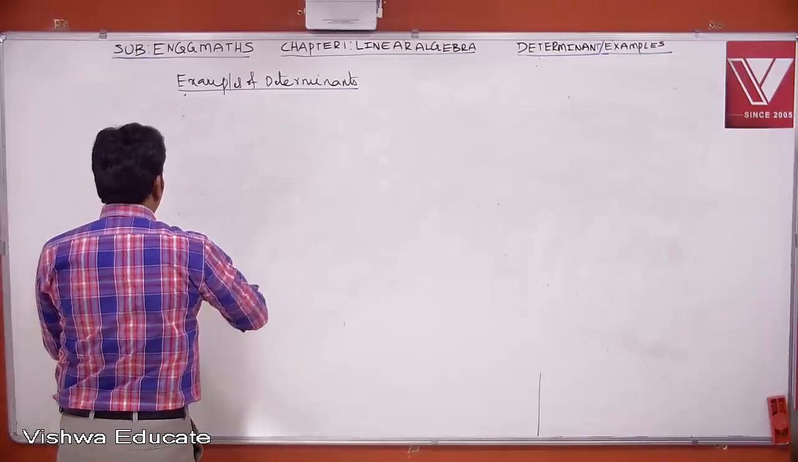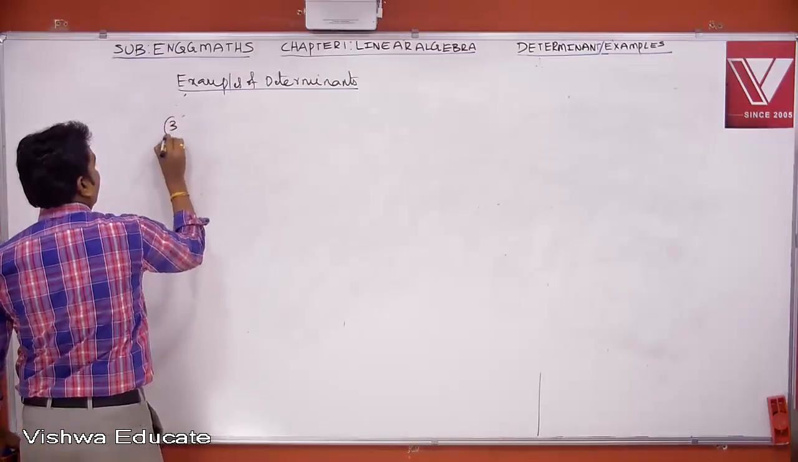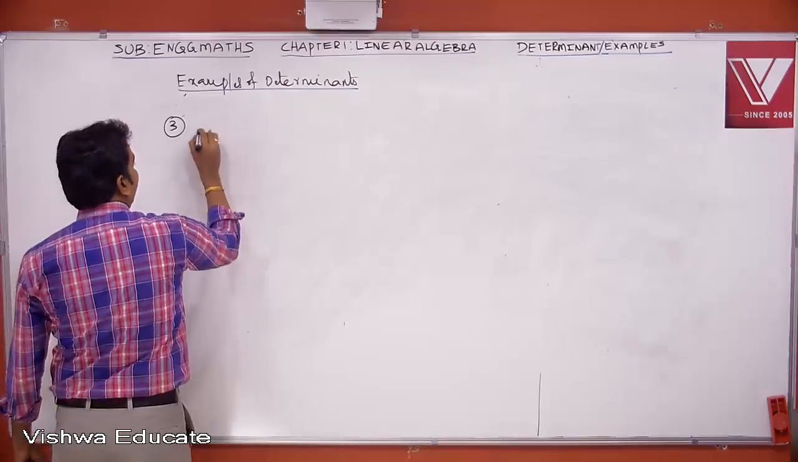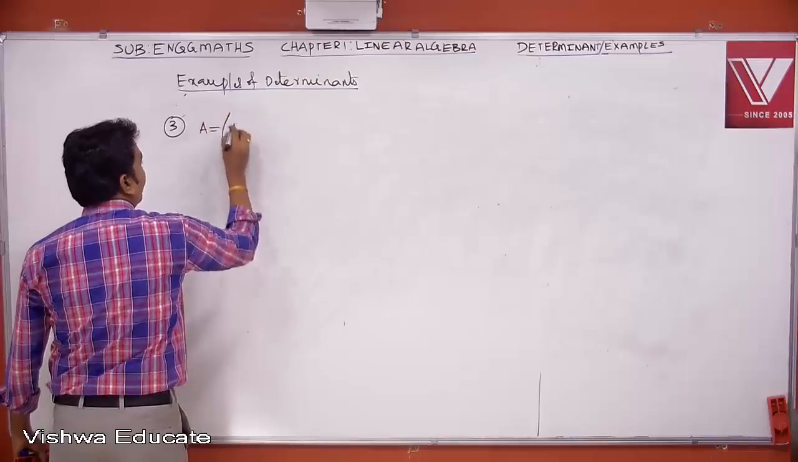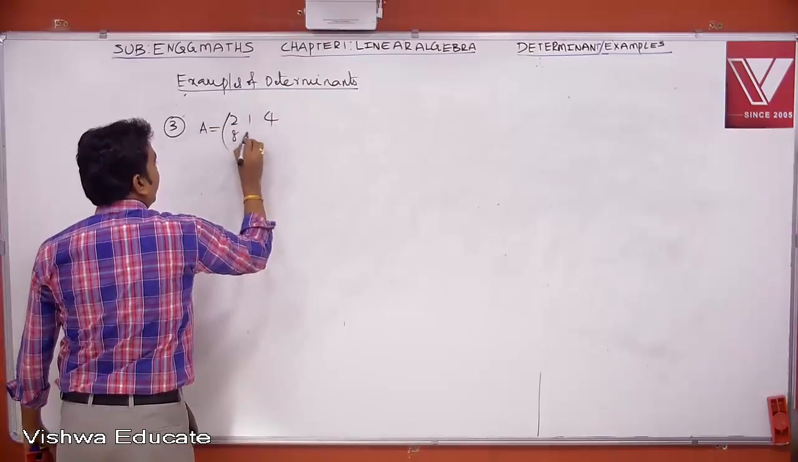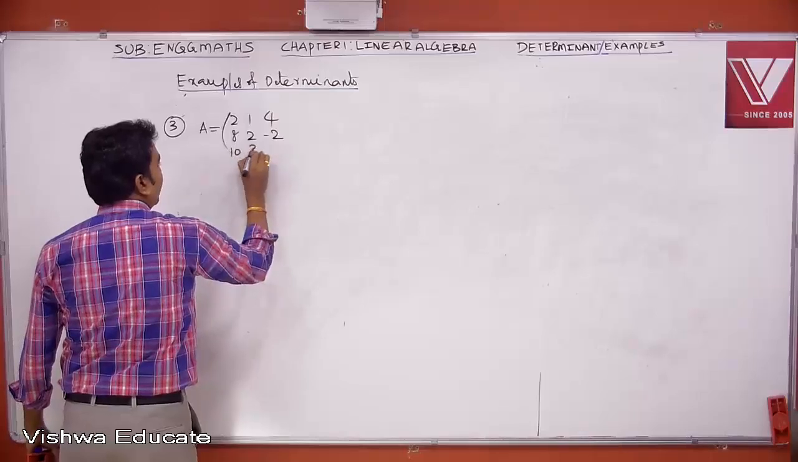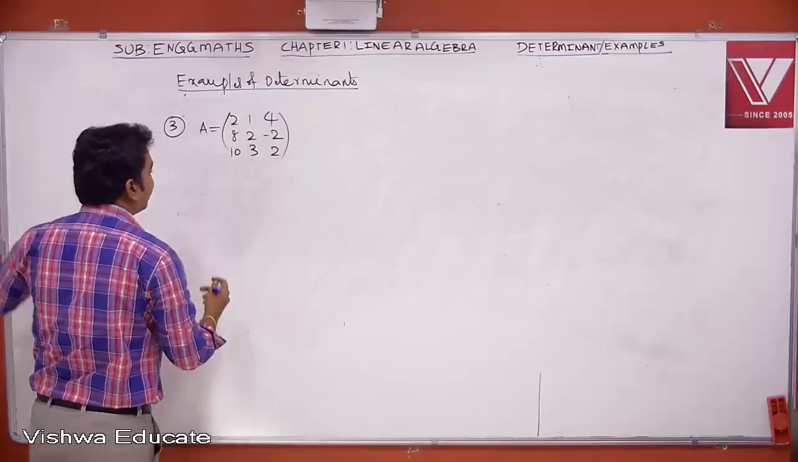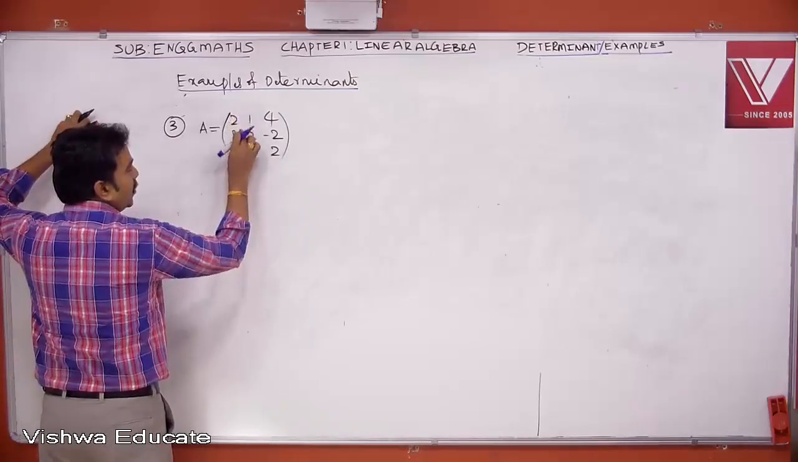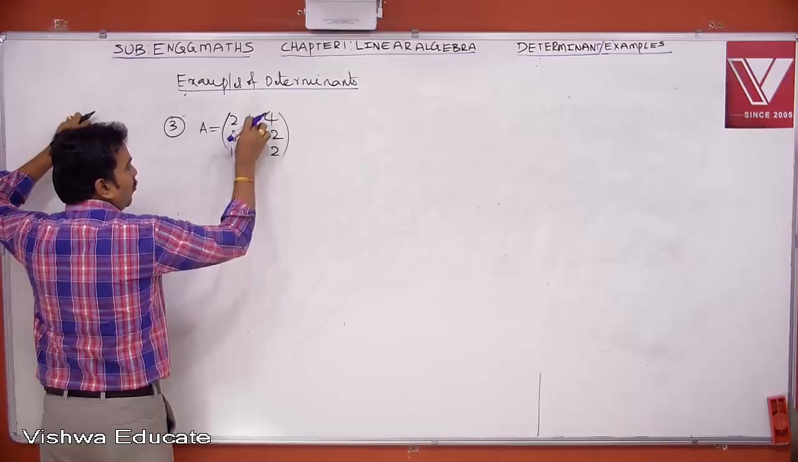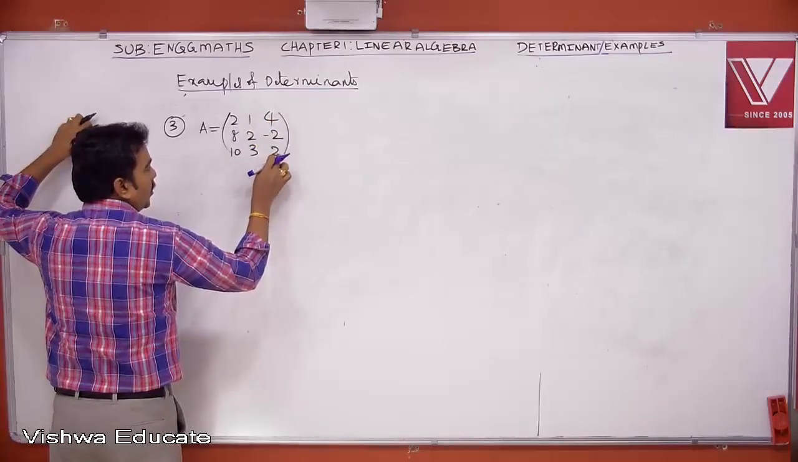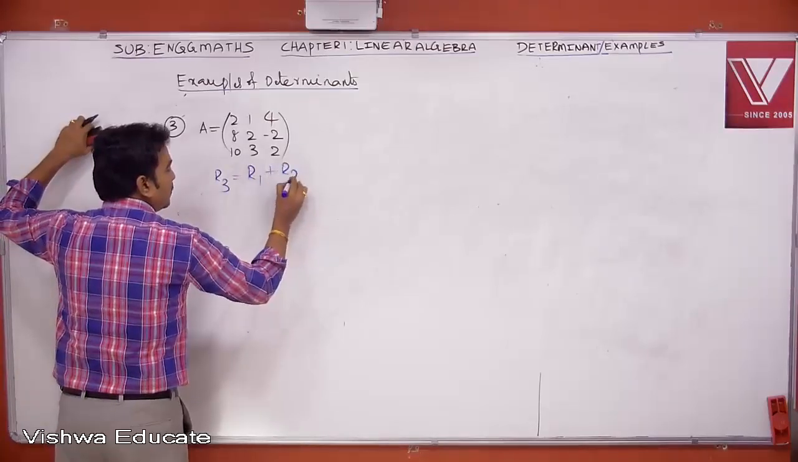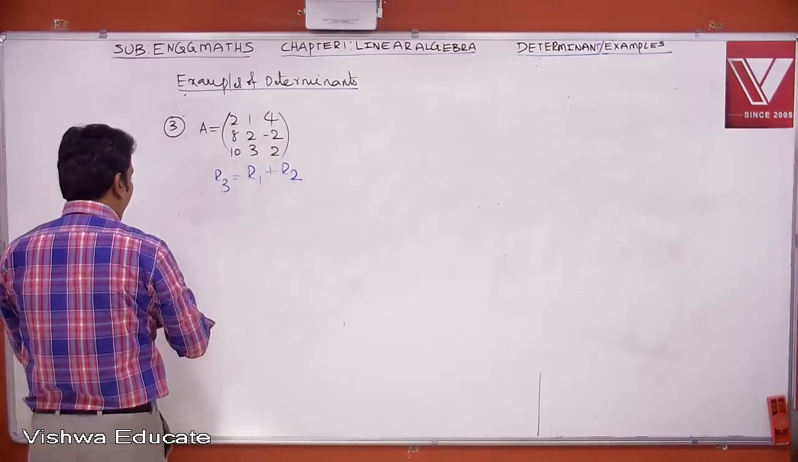Now let us move to the third category example, which is again a more powerful case than case 1 and case 2. Suppose I have an example like this: A equals 2 1 4, 8 2 minus 2, for example 10 3 2. Now when you look at this particular matrix, this third row is linearly dependent on the top rows. 2 plus 8 is 10, 1 plus 2 is 3, 4 plus minus 2 equals 2. That means in this case, R3 equals R1 plus R2.